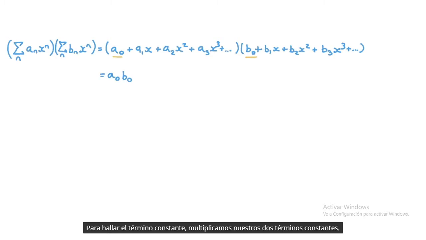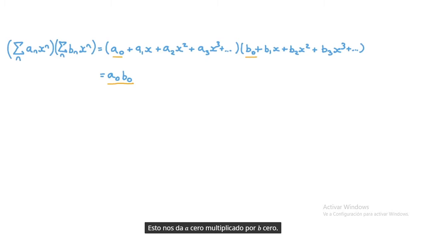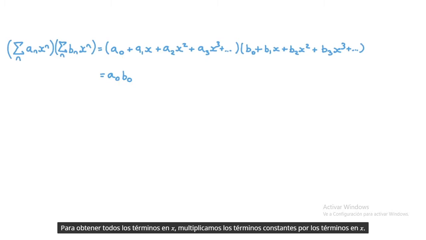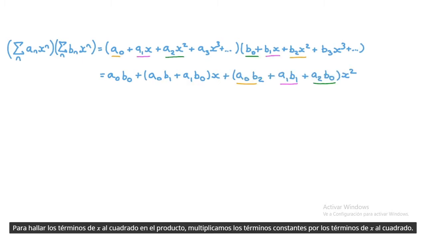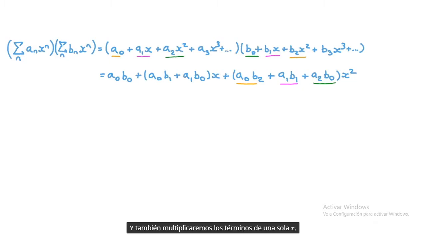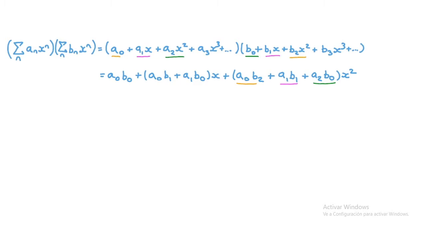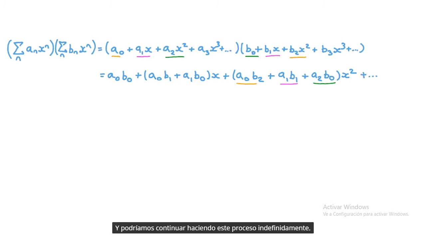To find the constant term, we multiply both of our constant terms together. This gives us a0 multiplied by b0. Now, to find all our terms with x, we multiply the constant terms by the coefficients with x. This gives us a0 multiplied by b1 plus a1 multiplied by b0. We can then do the same for the coefficient of x squared. To get our terms with x squared in the product, we'll be multiplying the constant terms by the terms of x squared, and we'll also be multiplying the terms with a single x in them together. And we could continue doing this process indefinitely.